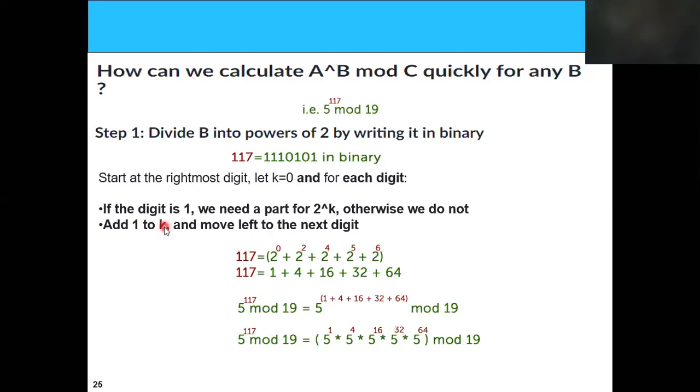So if the digit is 1, we need a power 2 to the power k, and otherwise we do not. We add 1 to k and move from left to the next digit. So this is 2 to the power 0, then 2 to the power 2, then 2 to the power 4, then 2 to the power 5, and then 2 to the power 6. In that case, you just convert this from decimal to binary notation. If you know it, this is just binary to decimal notation.